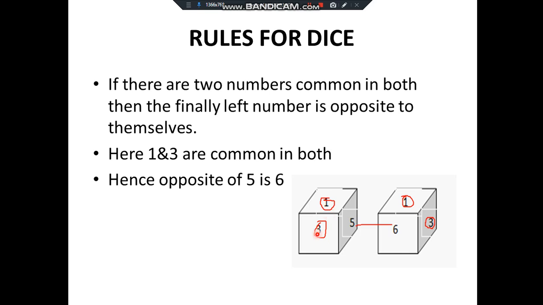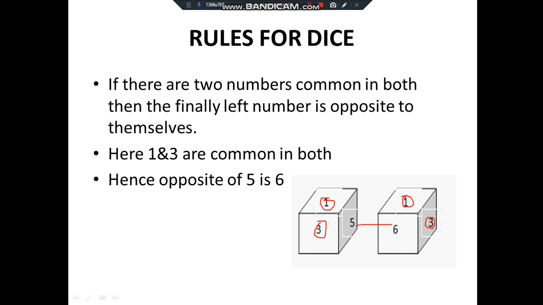If 1 and 6 in both dice positions are common, what you'll have to find is the next number. Suppose if it is 5 and 3 in the second position of dice, it is opposite to themselves. You got my point? See, in this example 1 and 3 are common in both the dice positions, so 5 is opposite to 6. I hope you understood the concept.